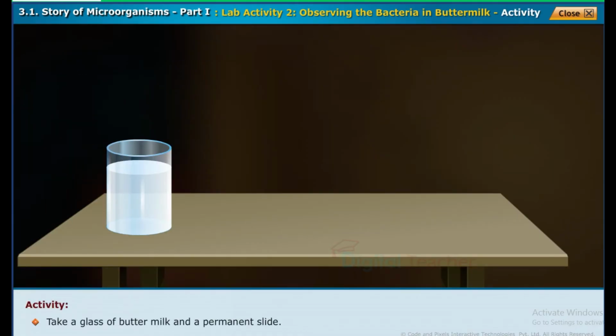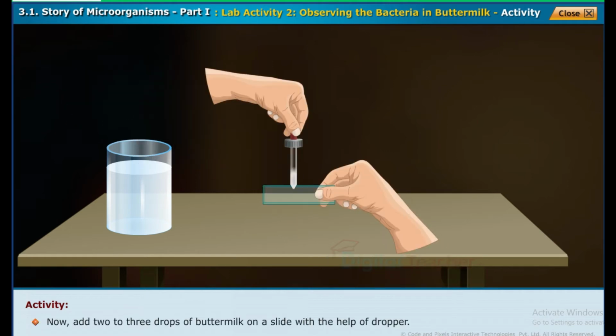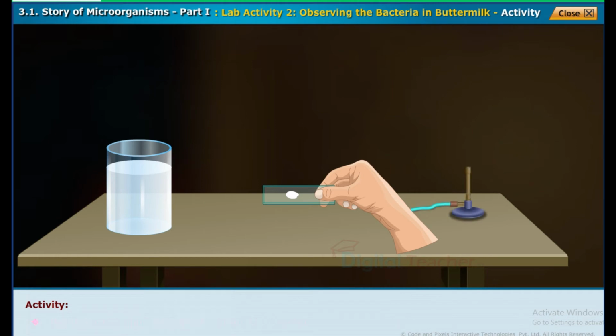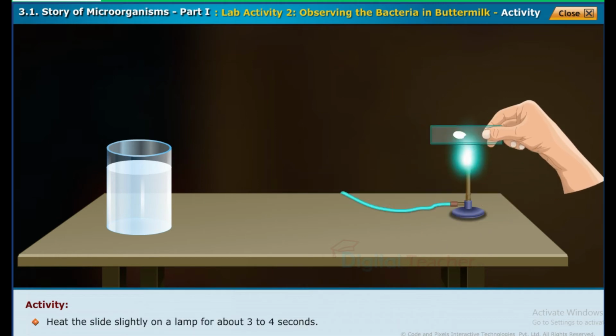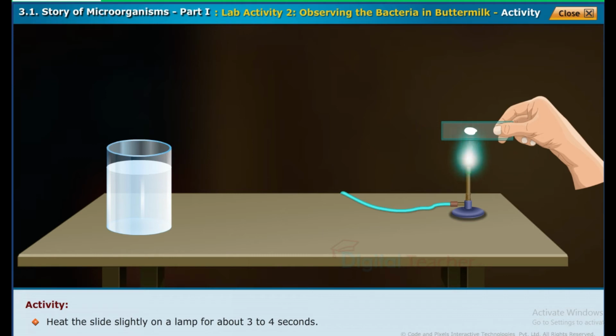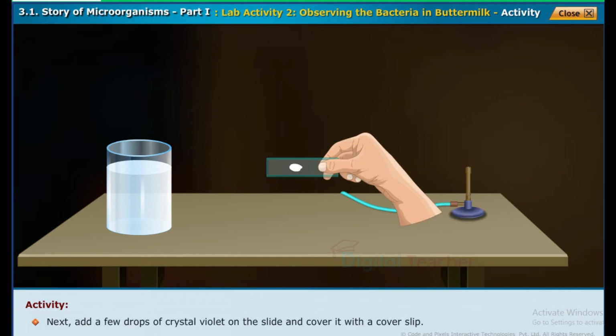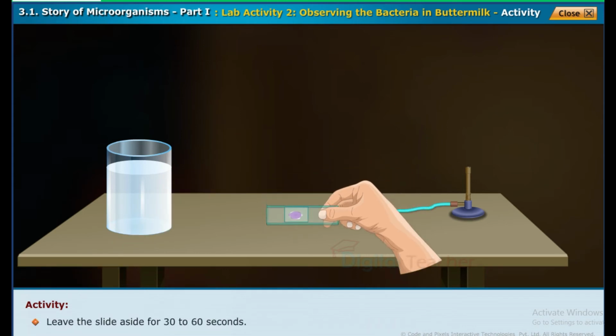Take a glass of buttermilk and a permanent slide. Now, add 2 to 3 drops of buttermilk on a slide with the help of a dropper. Heat the slide slightly on a lamp for about 3 to 4 seconds. Next, add a few drops of crystal violet on the slide and cover it with a cover slip. Leave the slide aside for 30 to 60 seconds.